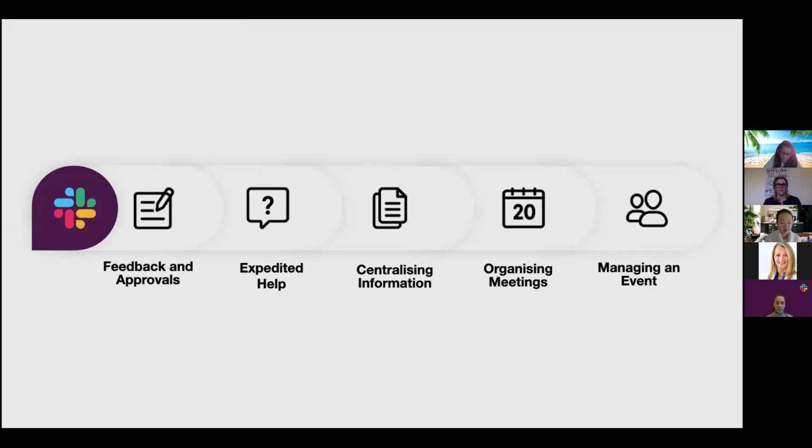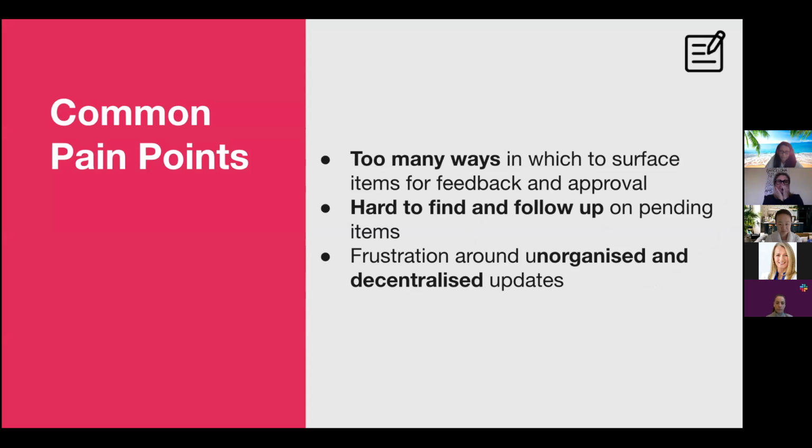So these 5 ways I've listed out, and the EAs at Slack have really captured these categories as the key ways to get the most out of Slack. So feedback and approvals, getting help, centralizing information, organizing meetings, and managing events. There's tips and tricks that I'll go through in a lot of these. So let's start with feedback and approvals.